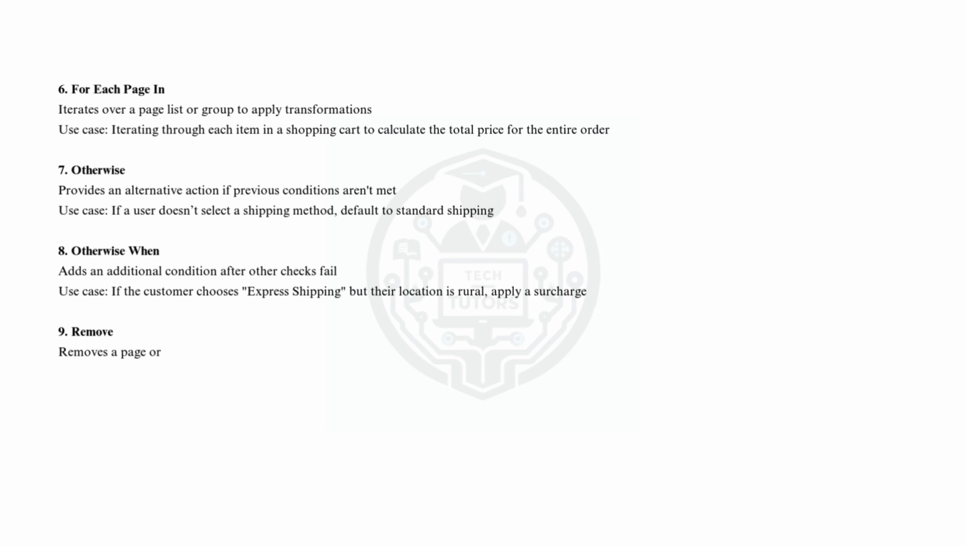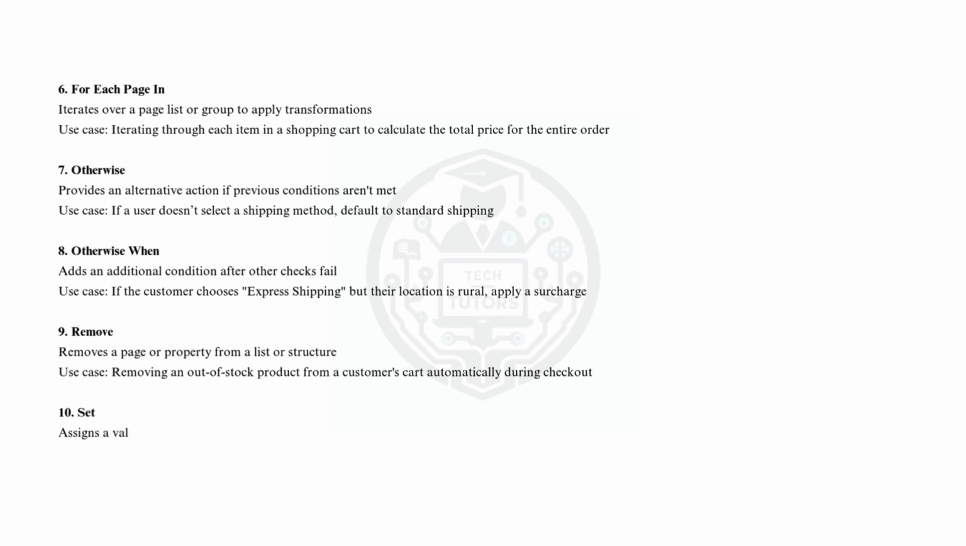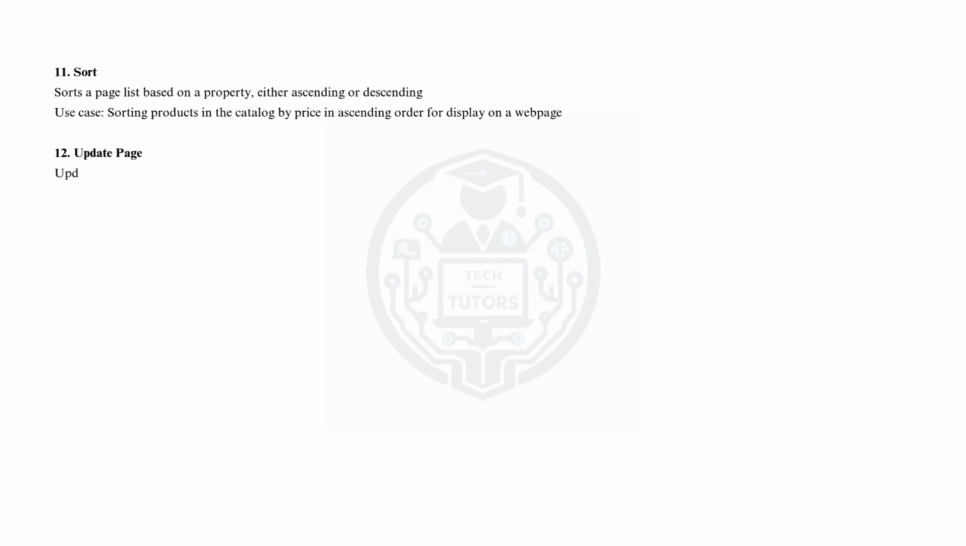Remove allows you to delete a page or property from a structure. A use case for this is automatically removing out-of-stock items from a customer's cart during checkout. The set action is fundamental, it assigns a value to a property. For instance, setting the default status of a newly created order to pending is done with a set action. Sort helps you arrange a list based on a property. For example, you could sort products in ascending order of price to improve customer experience on your e-commerce site.